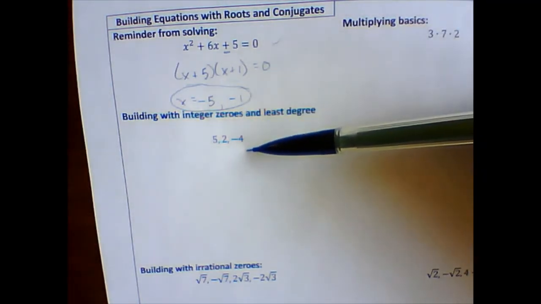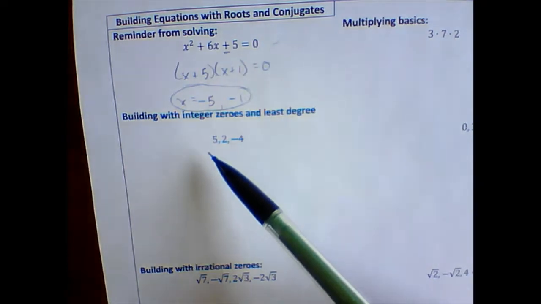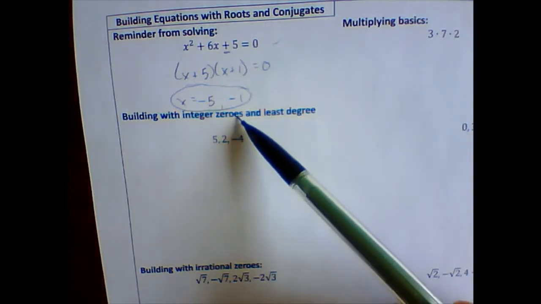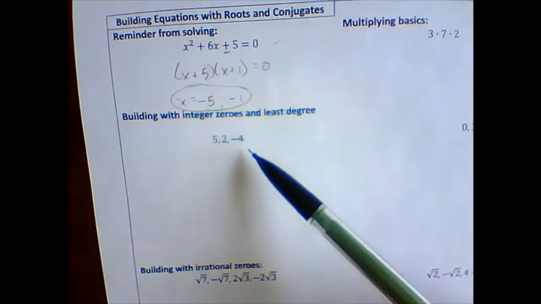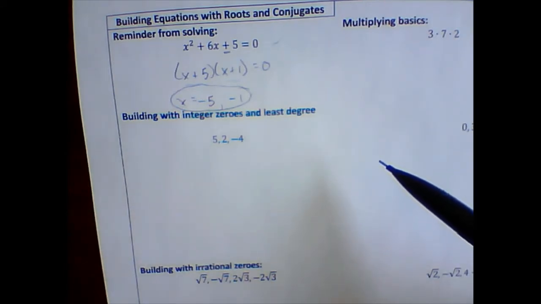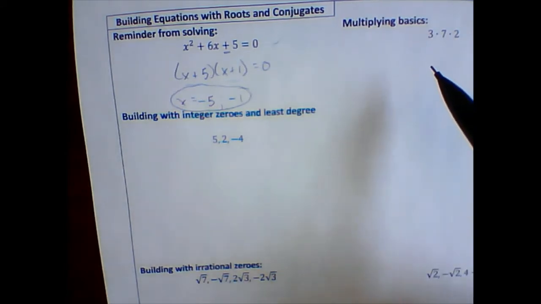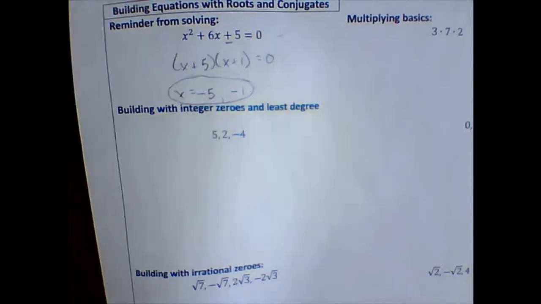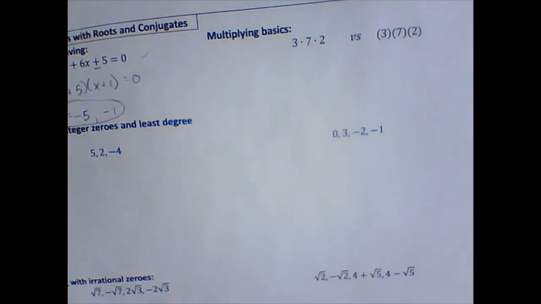In a minute, we're going to start a problem where we're going to do the exact opposite. They're going to give us these roots, or these answers. Sometimes they're also called zeros, and we're going to go backwards. But first, we're going to go over some basics of multiplying, because there's a couple of things that I've seen people do that might trip you up.